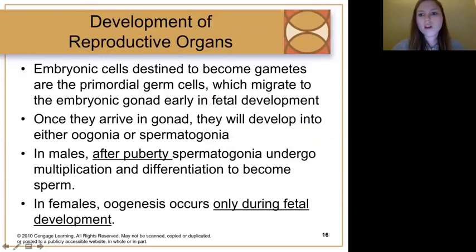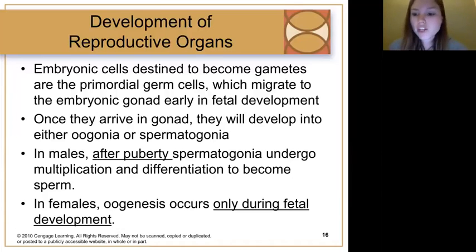So how do reproductive organs develop? You have embryonic cells that are destined to become gametes. Embryonic cells or germ cells are cells that are not differentiated, meaning they don't have a function yet. They're going to eventually become specific types of cells like fat cells or sex cells or all the different types of cells that you have. But embryonic cells and stem cells have not been differentiated yet. So they haven't really started down their path of what they're going to become.